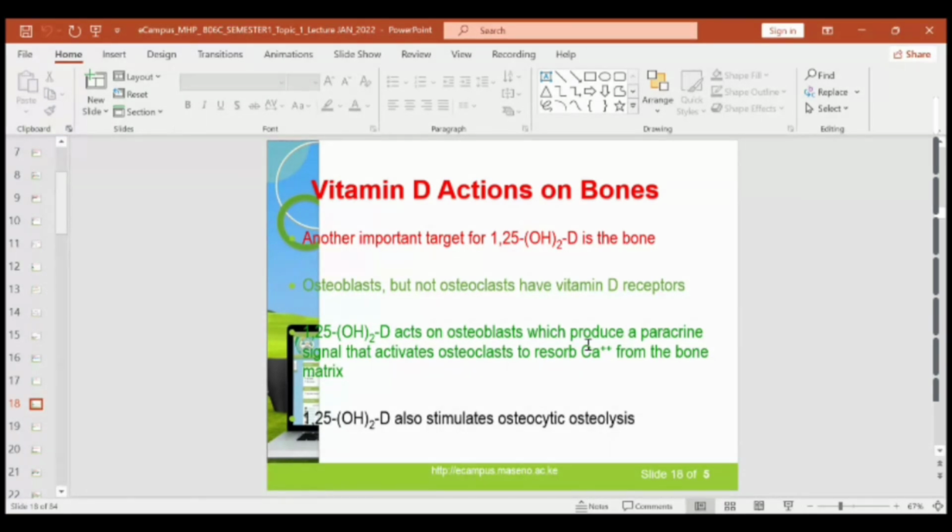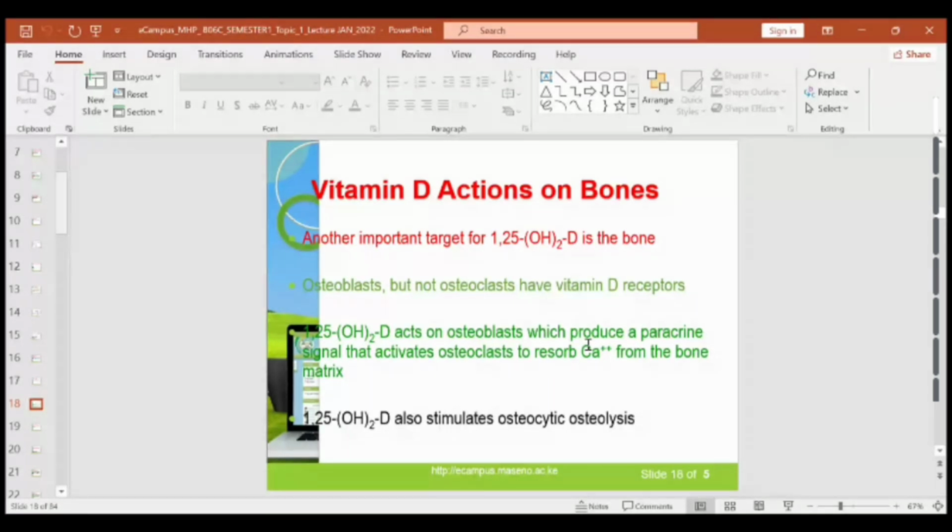So another important target of activated vitamin D3 is the bone. It binds to the osteoblast, and once it binds to the osteoblast, it produces a paracrine activity, which will cause the activation of the osteoclast to reabsorb calcium from the bone.